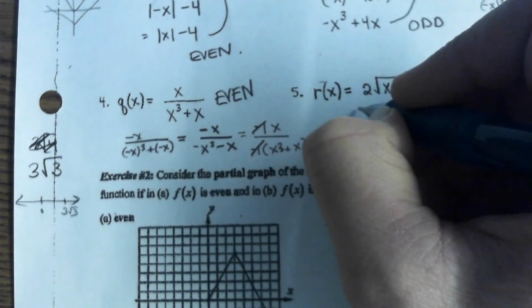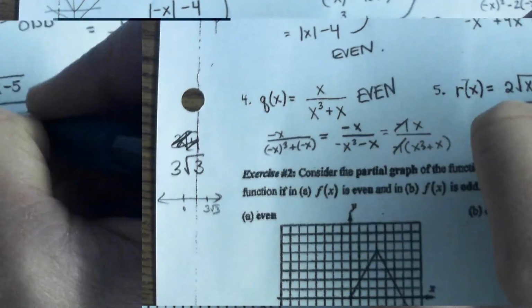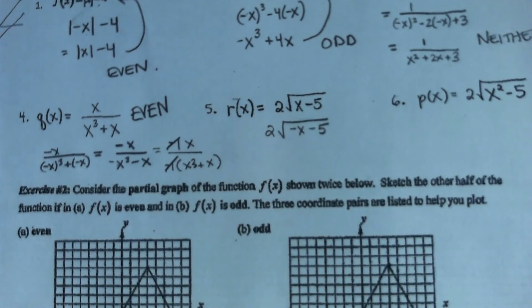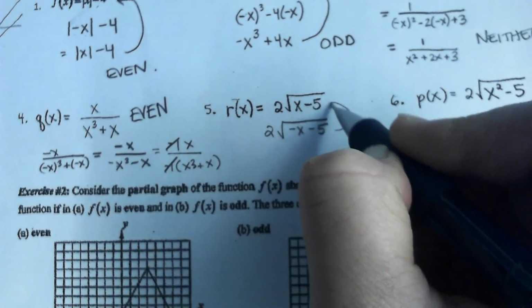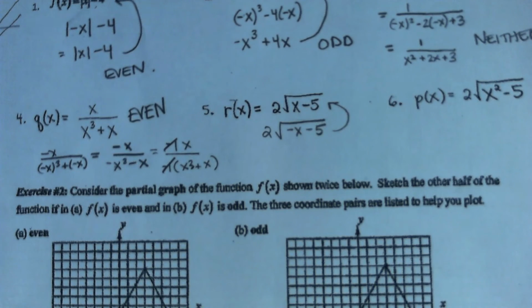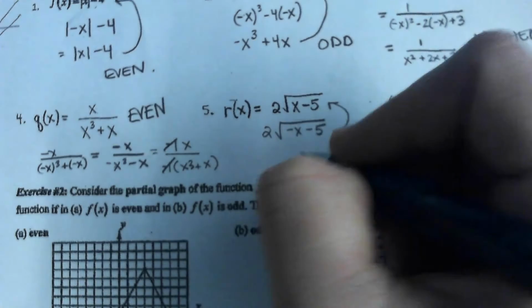So we're going to test this algebraically, plug in a negative x. Simplify. There's really no simplifying. Is this exactly the same as the original? No, so not even. Is it the exact opposite of the original? No, so this is neither.